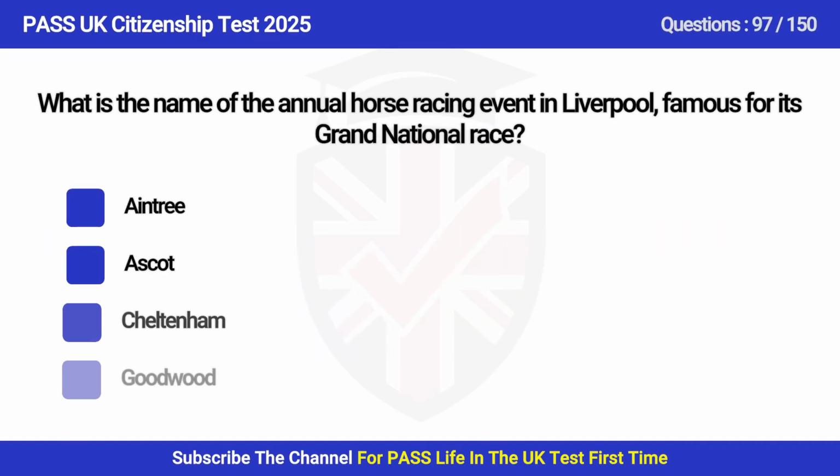Question 97. What is the name of the annual horse racing event in Liverpool, famous for its Grand National race? A. Aintree, B. Ascot, C. Epsom, D. Cheltenham?